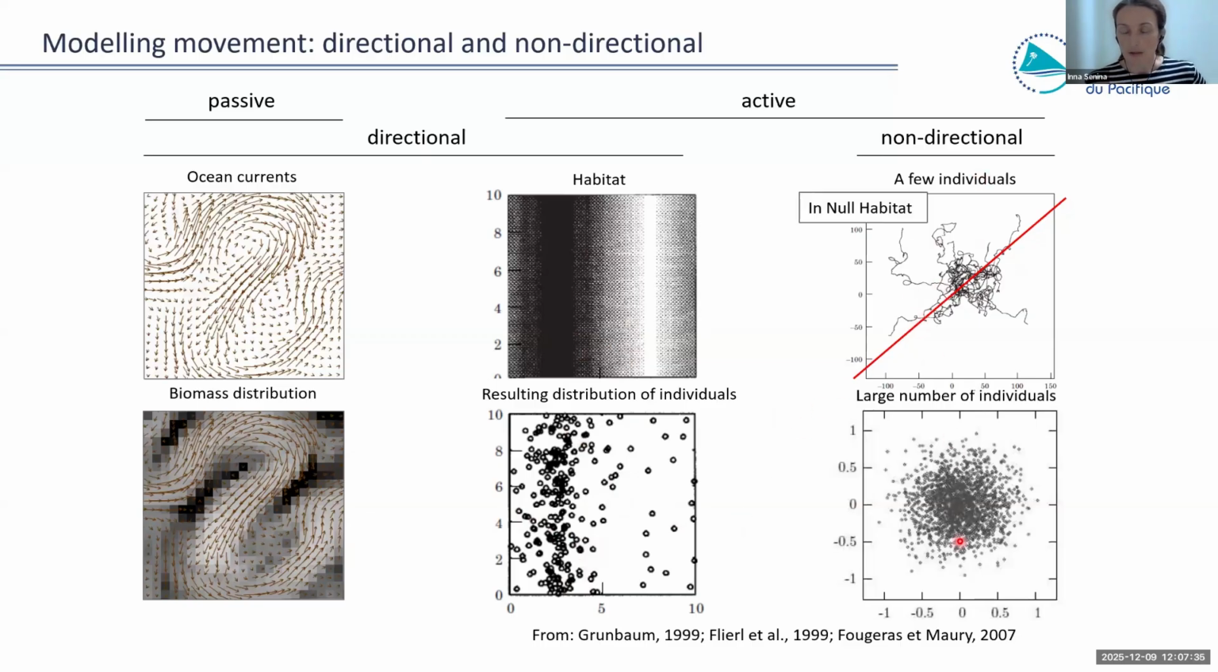And about non-directional movement, it is important to highlight that we do not model the movement of scarce population density populations like whales.